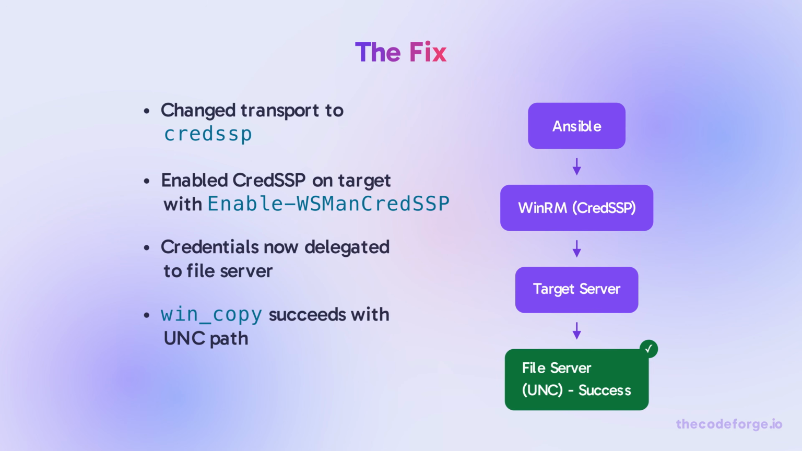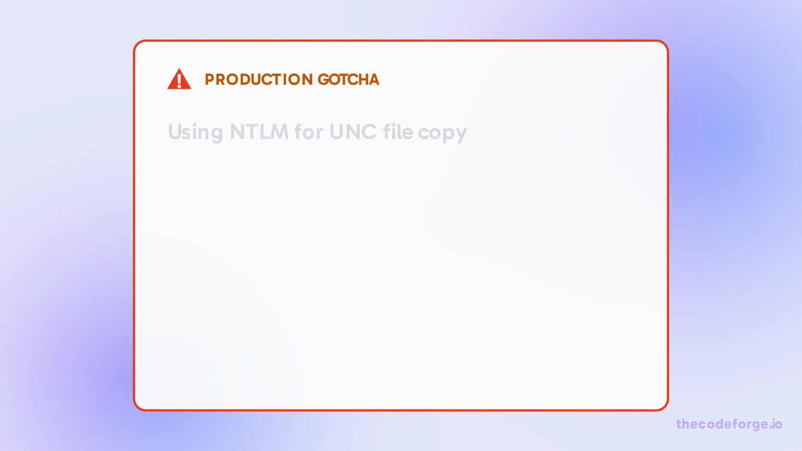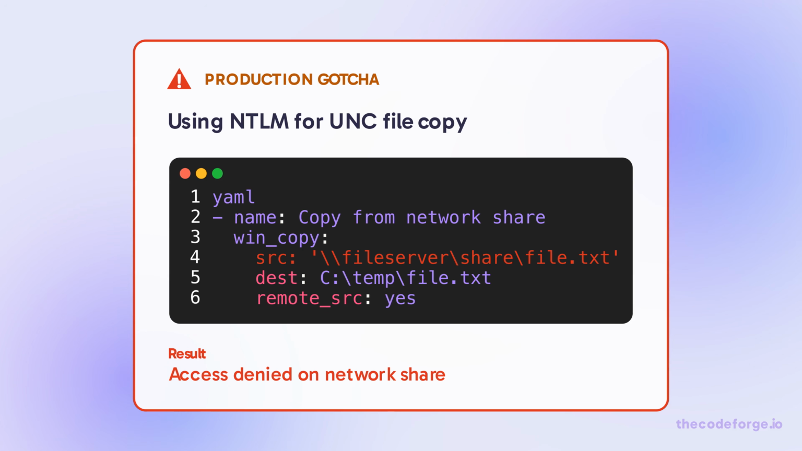The fix was to switch to CredSSP authentication. We set ansible_winrm_transport equals credssp and enabled CredSSP on the target with Enable-WSManCredSSP. Now credentials are delegated, and win_copy works with UNC paths. Using win_copy with a UNC path without CredSSP causes access denied because NTLM cannot delegate credentials. Always use CredSSP or copy locally first.